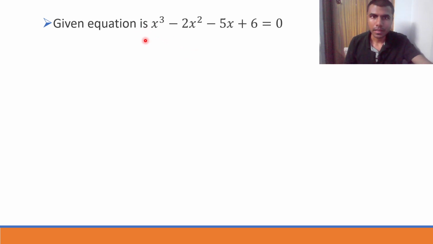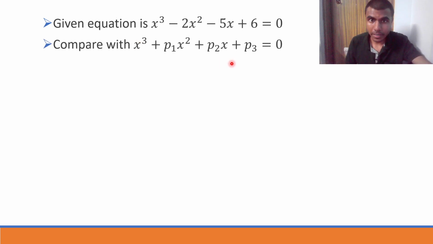The coefficient of x cube is 1, so I can directly compare it with my standard form x cube plus p1 x square plus p2 x plus p3. By comparing, I am going to get p1, p2 and p3, which is my first task. Always first convert it to standard form, then compare it with the standard form so that you will get p1, p2, p3. That's the first step. After that, I'll teach you what to do next.